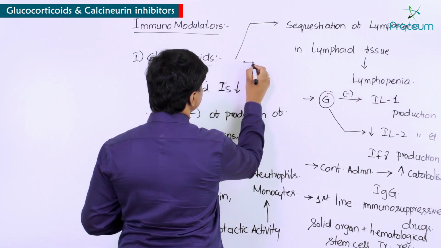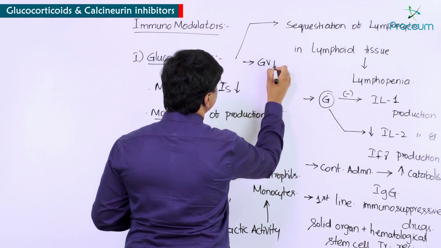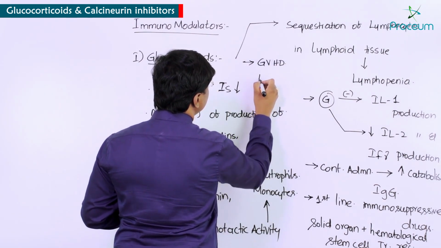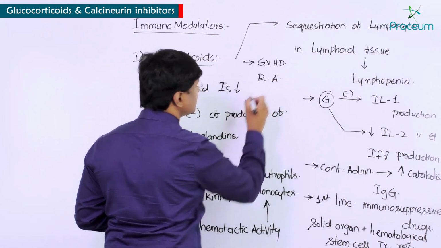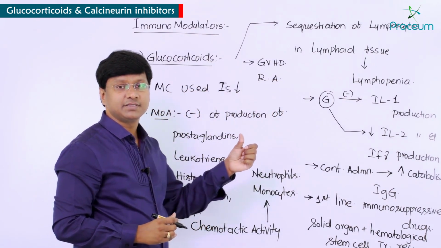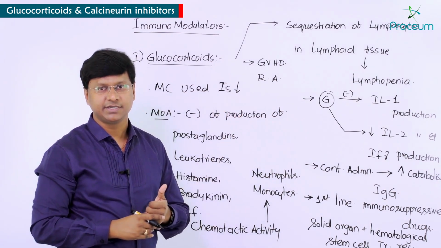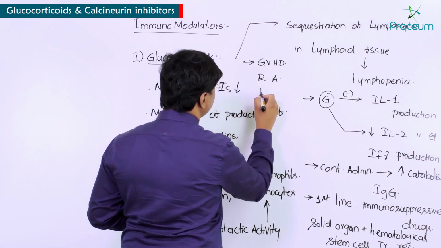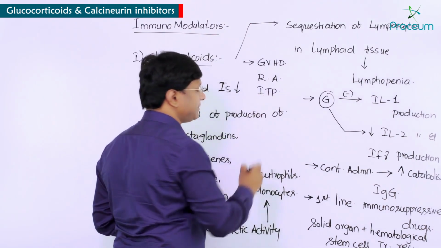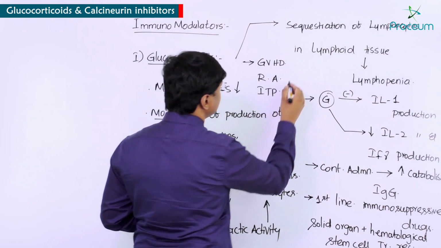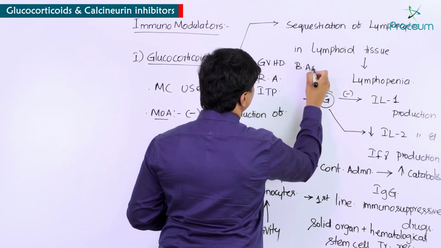So these are also used in the treatment of graft versus host disease, and in the treatment of rheumatoid arthritis. Remember, rheumatoid arthritis is one of the immunologically mediated arthritis, right? And also used in the treatment of immune thrombocytopenic purpura, and apart from this, they are also used in case of bronchial asthma.